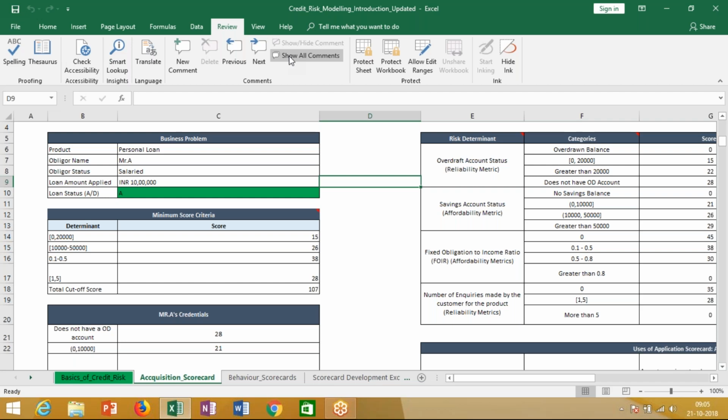Now, the higher the fixed obligation to income ratio is, the higher is the fixed obligation of the borrower. More and more of his disposable income is booked up on a fixed basis, and hence lower would be the extent of his free income, and his affordability for this particular product would be much lower.